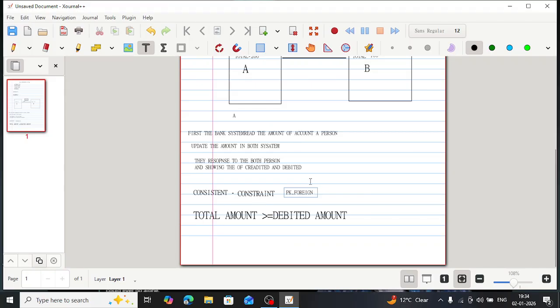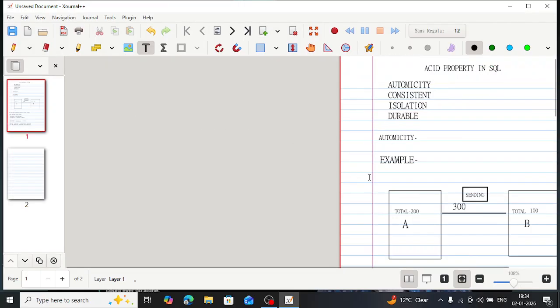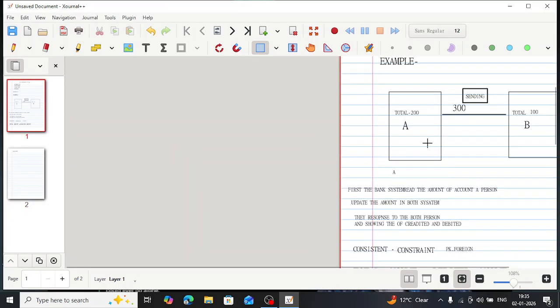Okay, so that type of constraint falls under the consistency property. In the second part we will understand what isolation is. Isolation means multiple things are kept separate. That is the basic meaning of isolation. Let's understand it with an example.